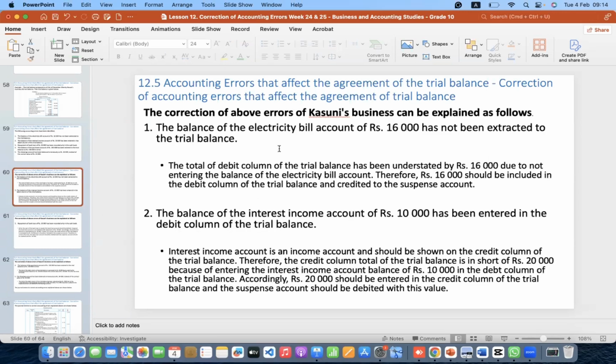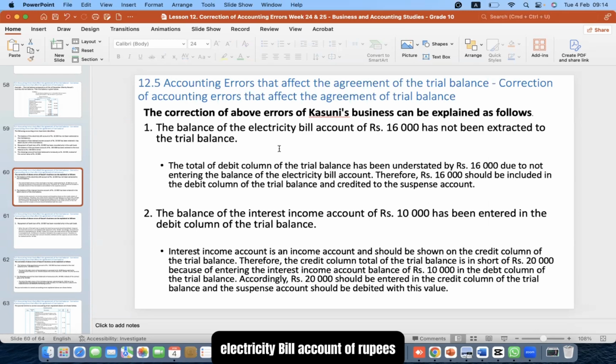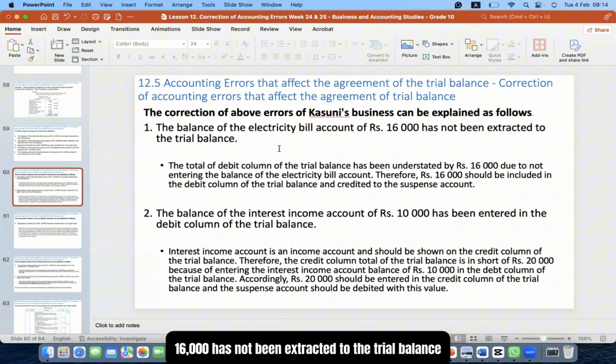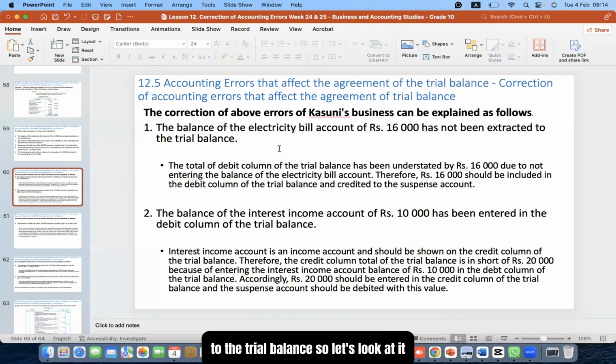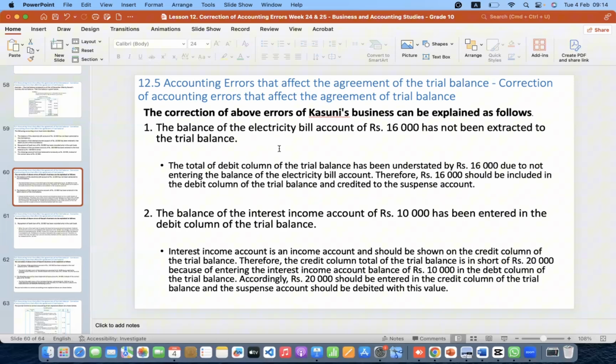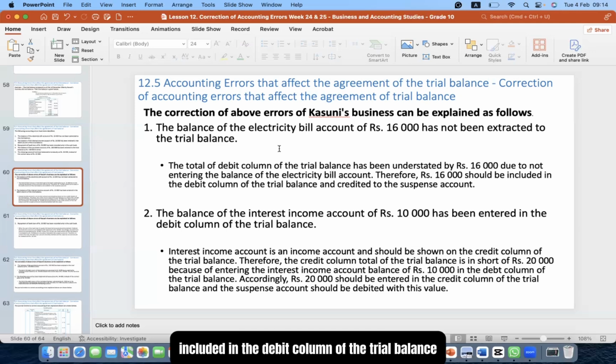The balance of the electricity bill account of rupees 16,000 has not been extracted to the trial balance. So hopefully there is no error in the ledger account, but you have not extracted the respective balance to the trial balance. The total of the debit column of the trial balance has been understated by 16,000 due to not entering the balance of the electricity bill account. Therefore, 16,000 should be included in the debit column of the trial balance and credit the suspense account.